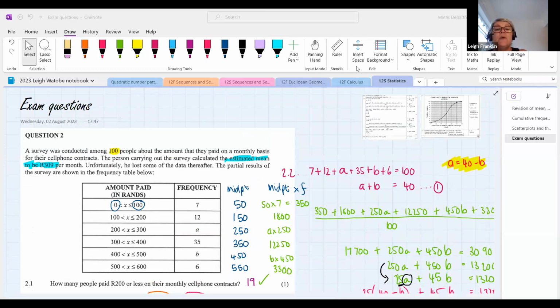All right, next question. Tato, is it necessary to divide by 10 first? No, Tato, it's not. You could have worked with 250A plus 450B equals 13,200. I just wanted to make the numbers smaller, just to make it more manageable, but you don't have to do that, no. Okay.